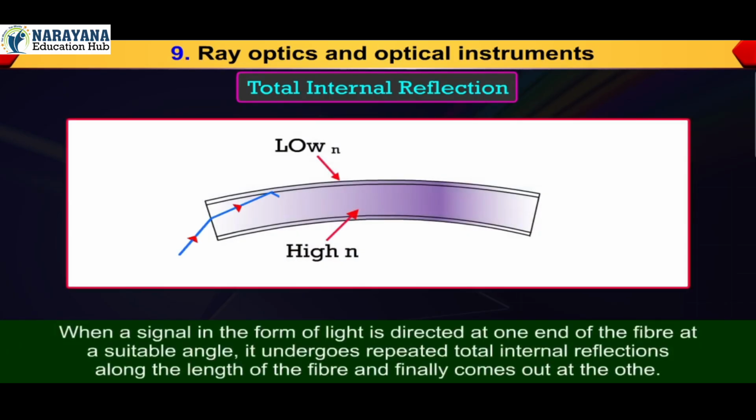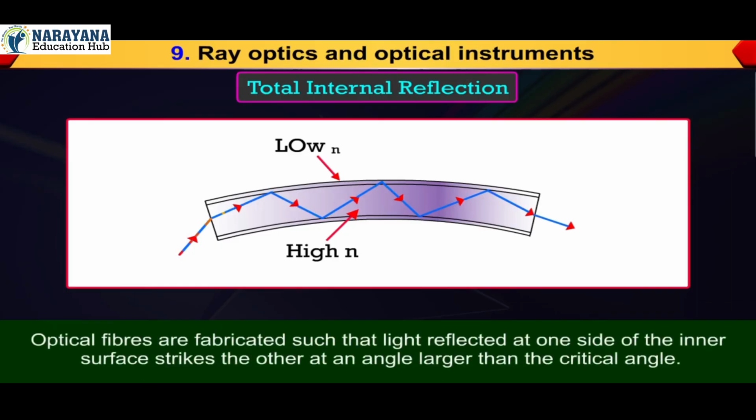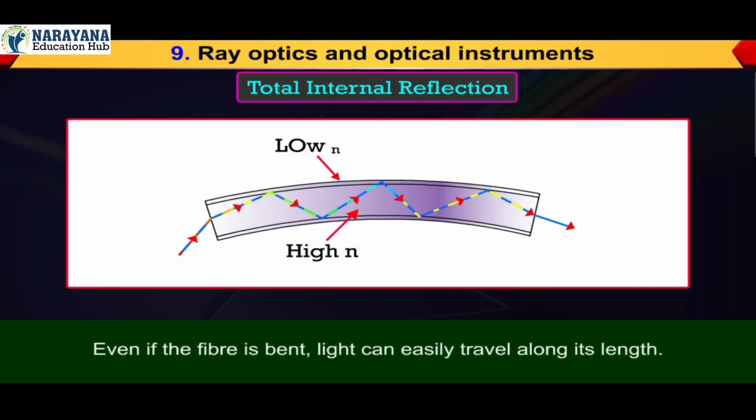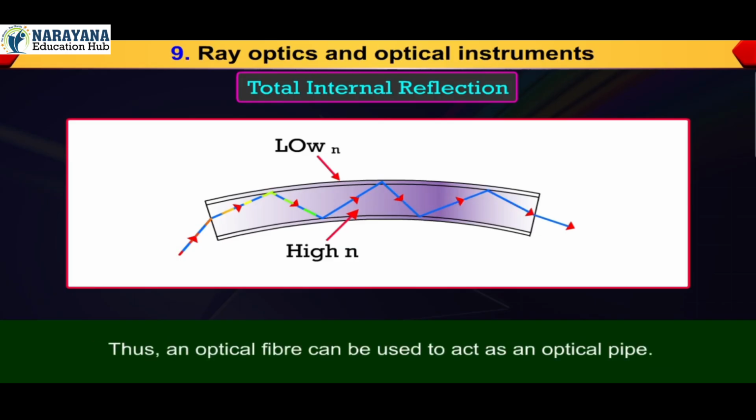When a signal in the form of light is directed at one end of the fiber at a suitable angle, it undergoes repeated total internal reflections along the length of the fiber and finally comes out at the other end. Optical fibers are fabricated such that light reflected at one side of the inner surface strikes the other at an angle larger than the critical angle. Even if the fiber is bent, light can easily travel along its length. Thus, an optical fiber can be used to act as an optical pipe.